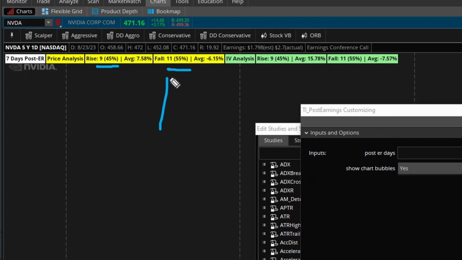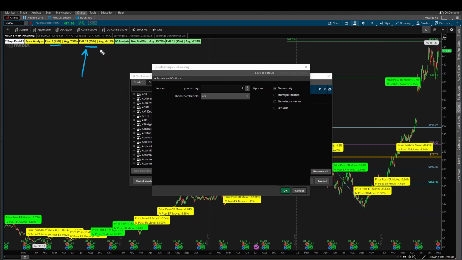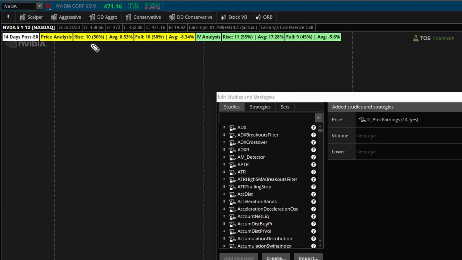So the bias here is that 7 days after earnings, more times than not, we see price drifting a little bit more to the bearish side. Now, what happens if we change this from 7 days to 14 days? Here we can see a little bit more of a split down the middle, 50-50, plus or minus 8.5% for our price movements.